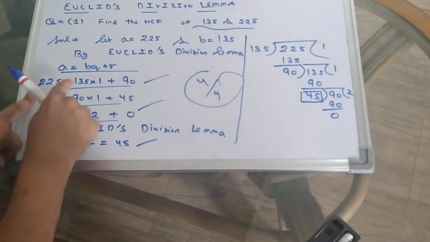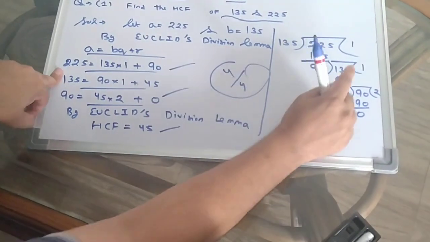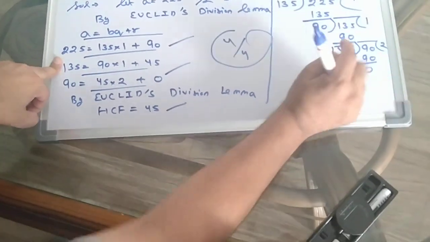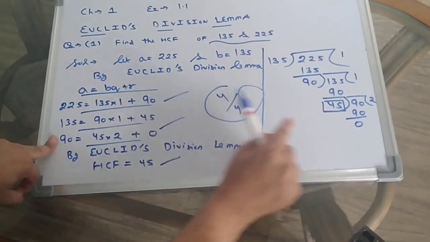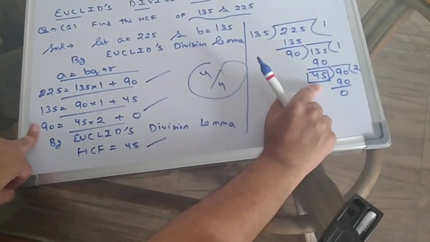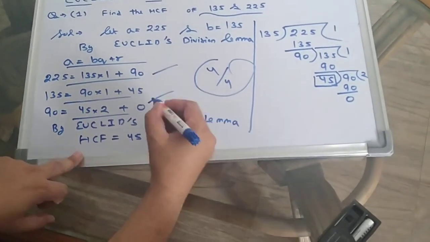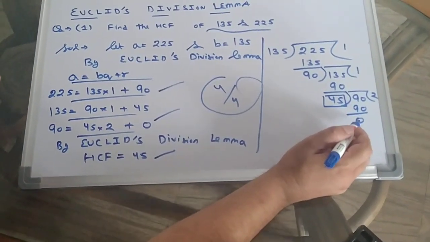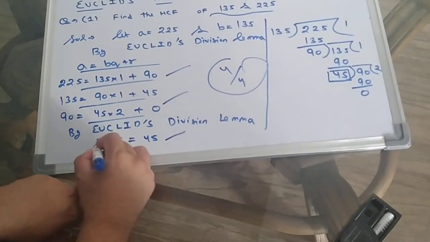A is 225, b is 135, quotient is 1 and remainder is 90. Again, when 135 comes in, you divide by 90, quotient is 1 and remainder is 45. You can write a this, b this, q this and r this. Again the process goes on for the last time. When 90 is divided by 45, quotient is 2 and remainder is 0. By Euclid division lemma, the last divisor by which we divide so that the process ends with remainder 0 is the HCF. Last time we divided the whole process by 45. It means our HCF is 45.